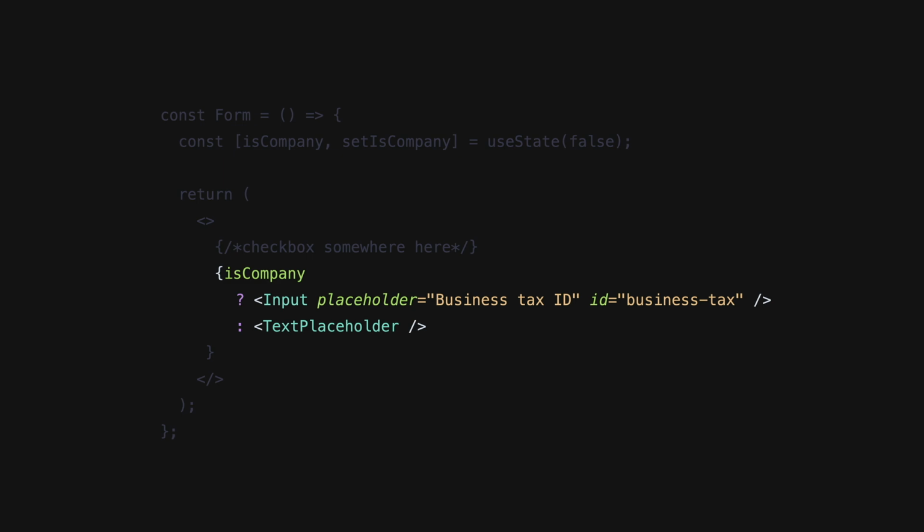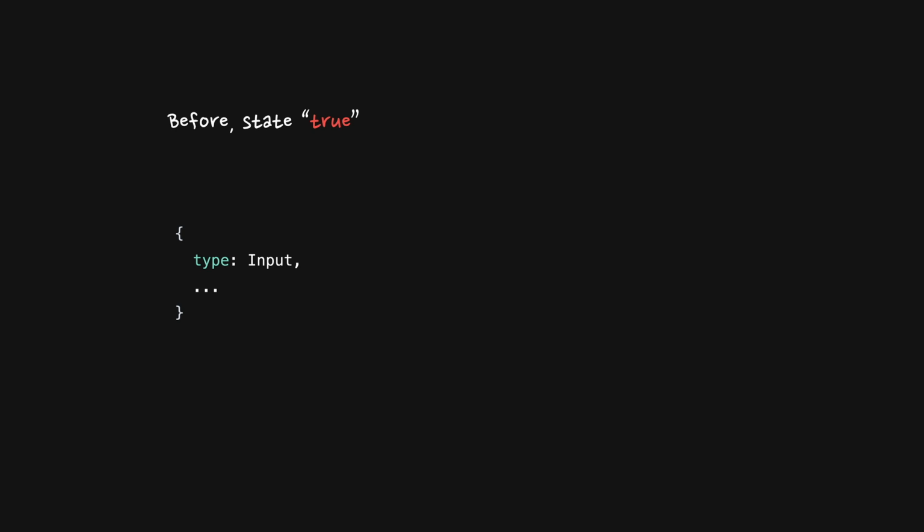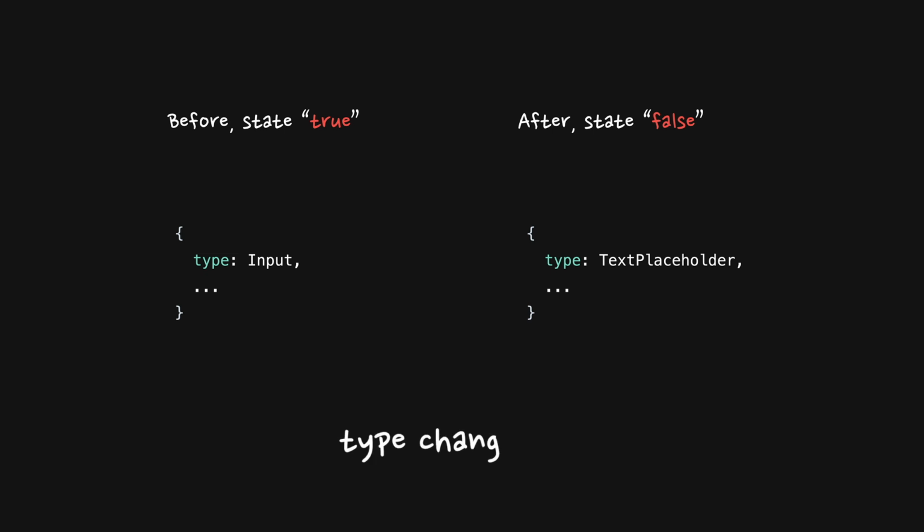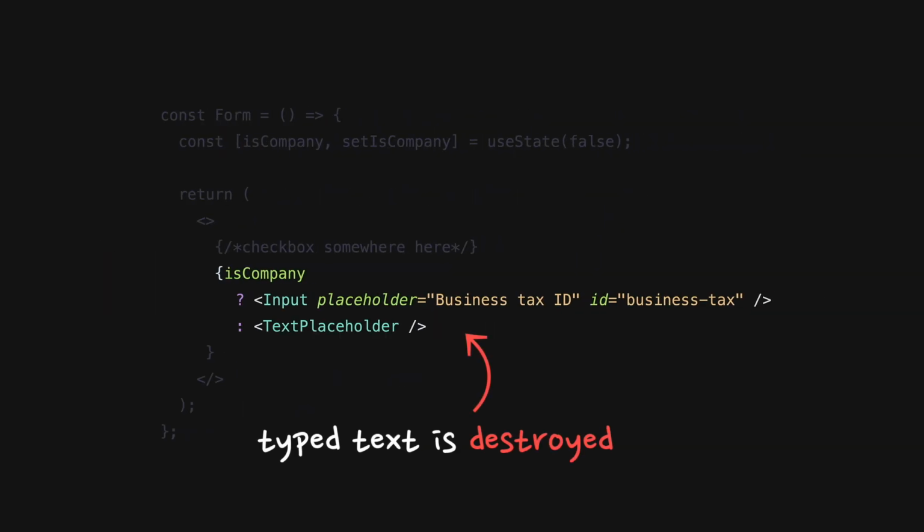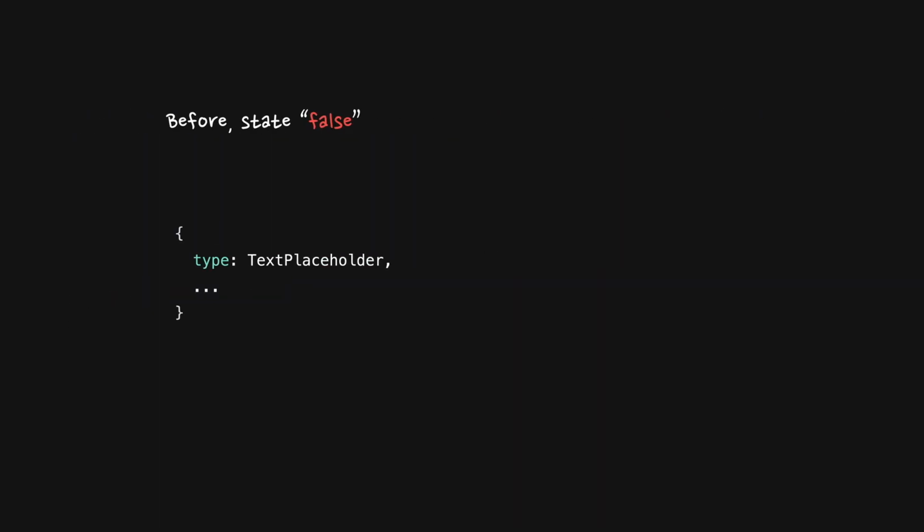This is how our conditional logic from the very beginning works. When the state was true, the return of the component was this object, with this type. When we changed the state to false, the object returned is now this. Type has changed from input to placeholder. React will unmount the input and mount the placeholder, and everything we type in this input will be destroyed. If I change the state back to true, the placeholder component is unmounted and the input is mounted, with its internal state reset to empty.